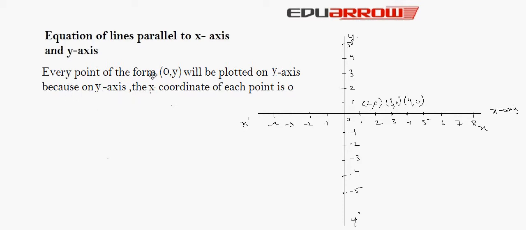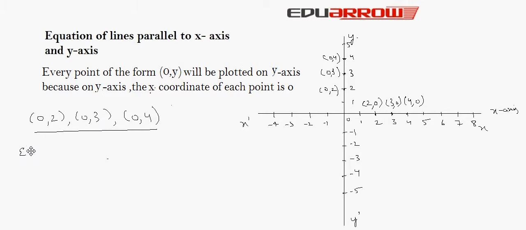Similarly, every point of the form (0, y) will be plotted on the y-axis because on the y-axis the x coordinate of each point is 0. For example, the points (0, 2), (0, 3), (0, 4) will be plotted on the y-axis. Here y can be any number as 2, 3, 4, etc.